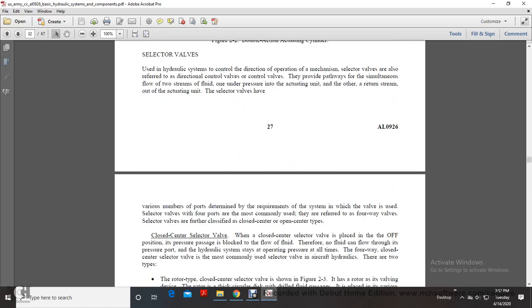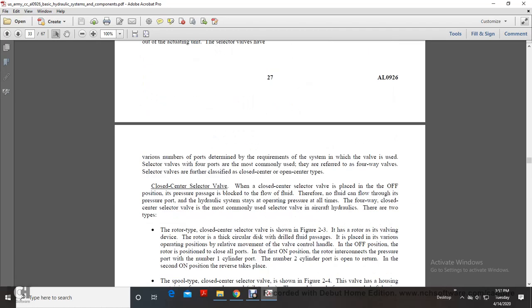Selector valves have various numbers of ports, depending on the requirements of the system in which the valve is used. The selector valve with four ports is most commonly used, referred to as a four-way valve. Selector valves are further discussed in terms of closed center and open center types.